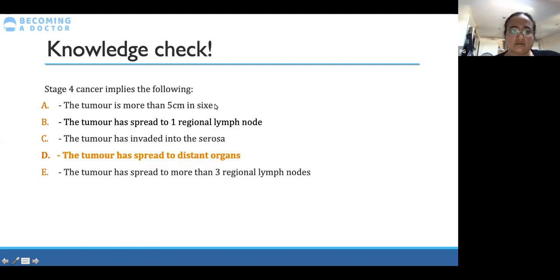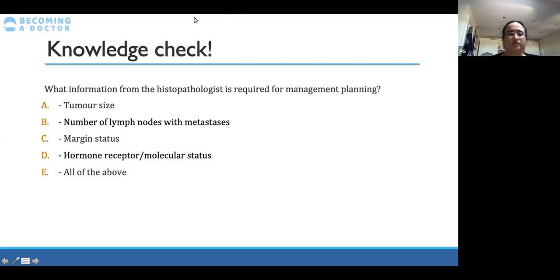So that's that answer. And then the next one was, what information from the pathologist is required for management planning? And while you're voting on that, I'll try and answer the other question, which was, can you tell us a bit about sentinel lymph node and its importance?